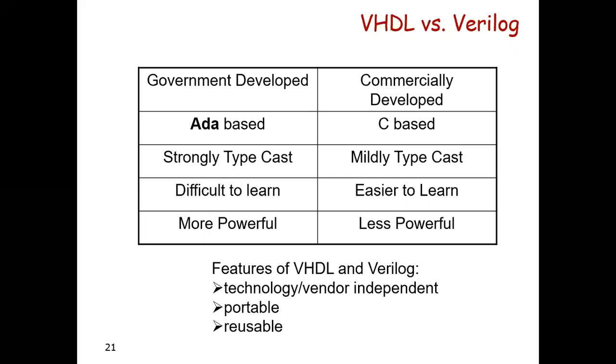VHDL is government developed and Verilog is commercially developed. VHDL is Ada based; Verilog is C based. VHDL is strongly typed, Verilog is weakly typed; VHDL is difficult to learn, Verilog is easy to learn; VHDL is most powerful, Verilog is less powerful. So these are the features of VHDL and Verilog. The technology is vendor independent, portable, and reusable.